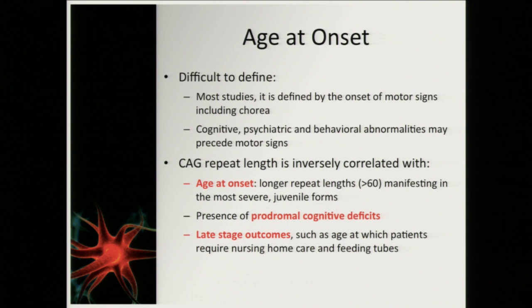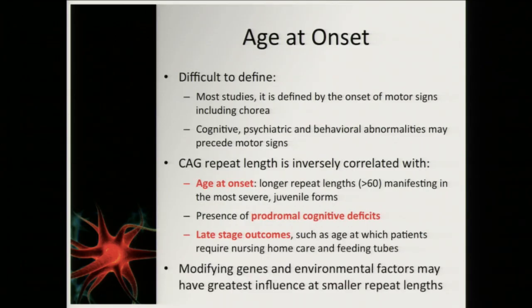But in our mind, we think, and in fact we can prove this, that the longer the length of the CAG repeat, the younger the age at which you may develop symptoms of the disease. We know that the most severe juvenile forms of the disease can be with greater than 60 repeats. We also know that the number of repeats can correlate to late-stage outcomes. What I mean by that is the time at which a person may need to go to a nursing home or may need a gastric tube to feed. But that doesn't tell us everything about the age of onset, and so we think there are also modifier genes and environment that may make a difference as well.